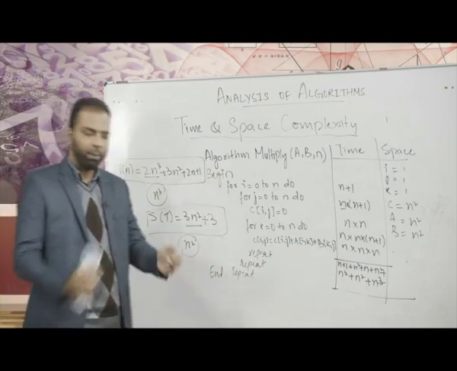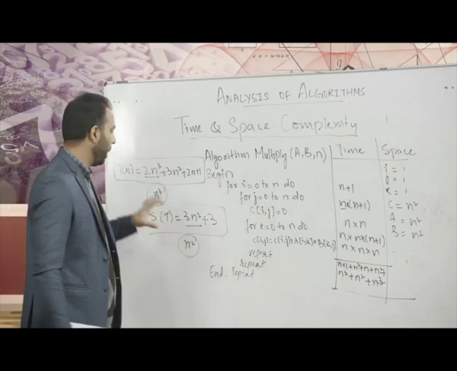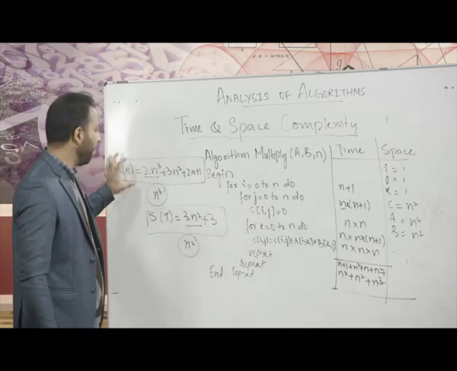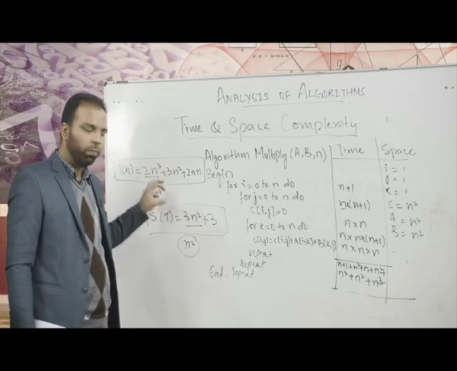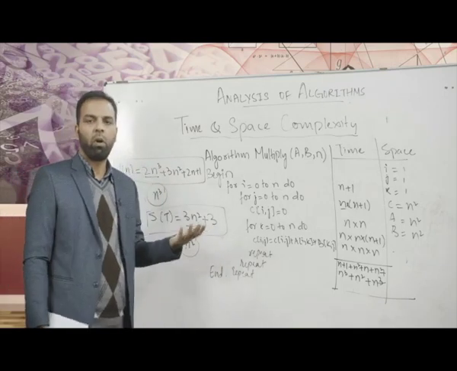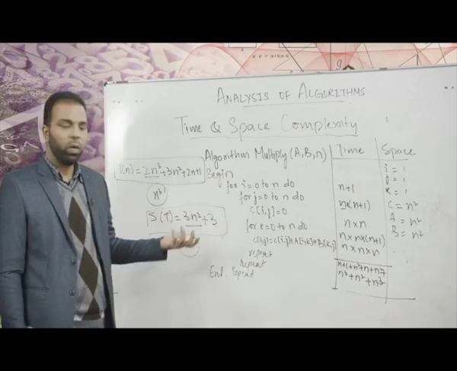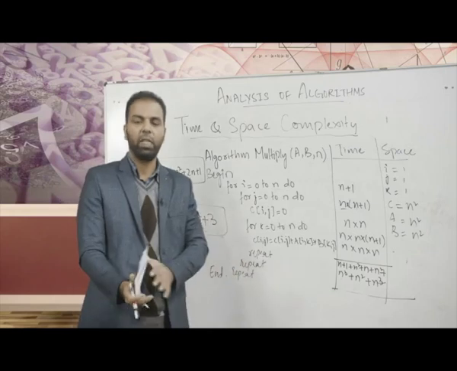In the previous example, we saw the time and space complexities were both of the order n, but here the time complexity is of the degree n cube, or we also call it order, and you will learn later on what order actually means. And the space complexity is of n square. So it's not necessary that time and space complexities will be of the same order.